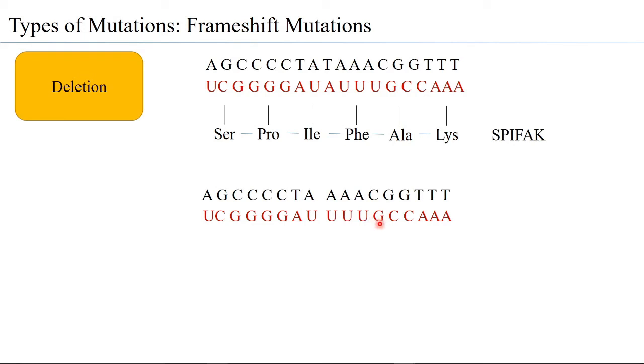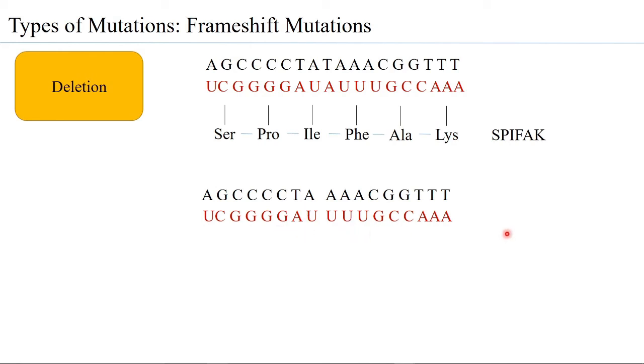So you will have, instead of GCC, which is read over here, you will have CCA. And then if it continues, you will have AAA, correct? Or AA, whatever, X. So therefore, what you observe is from the point where deletion has occurred, the reading frame has changed. Reading frame of what? Reading of the codons is going to change.